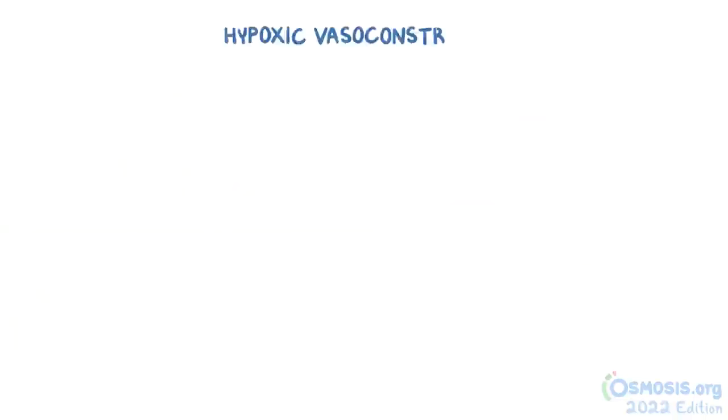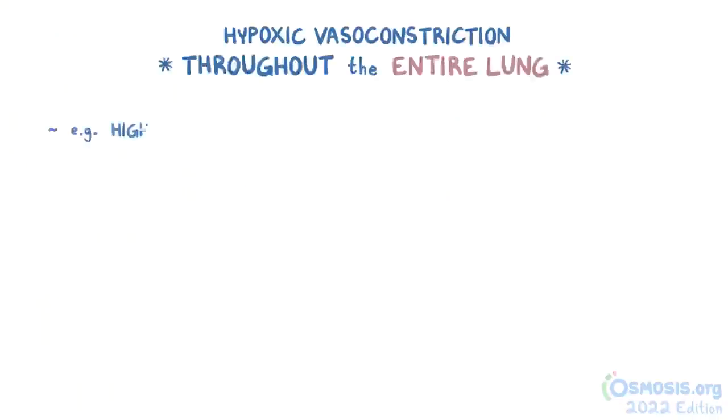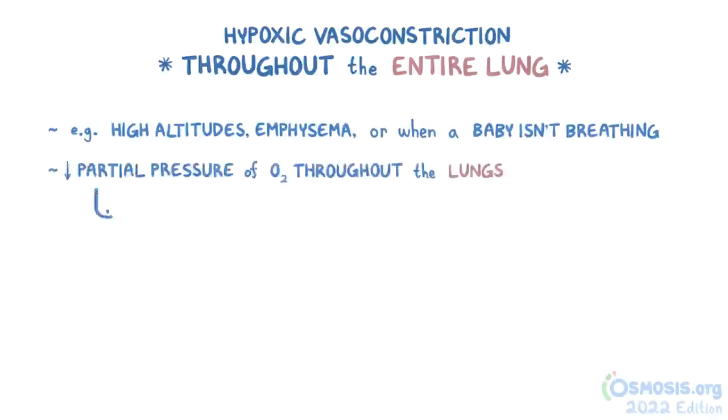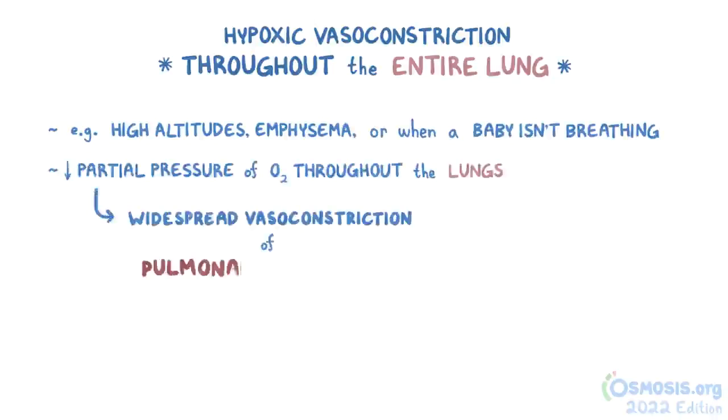But hypoxic vasoconstriction can also happen globally, throughout the entire lung, like at high altitudes, or during widespread lung disease, like emphysema, or in fetal circulation when the baby isn't breathing. These can all cause a decrease in partial pressure of oxygen throughout the lungs, and that can lead to widespread vasoconstriction of the pulmonary arterioles.